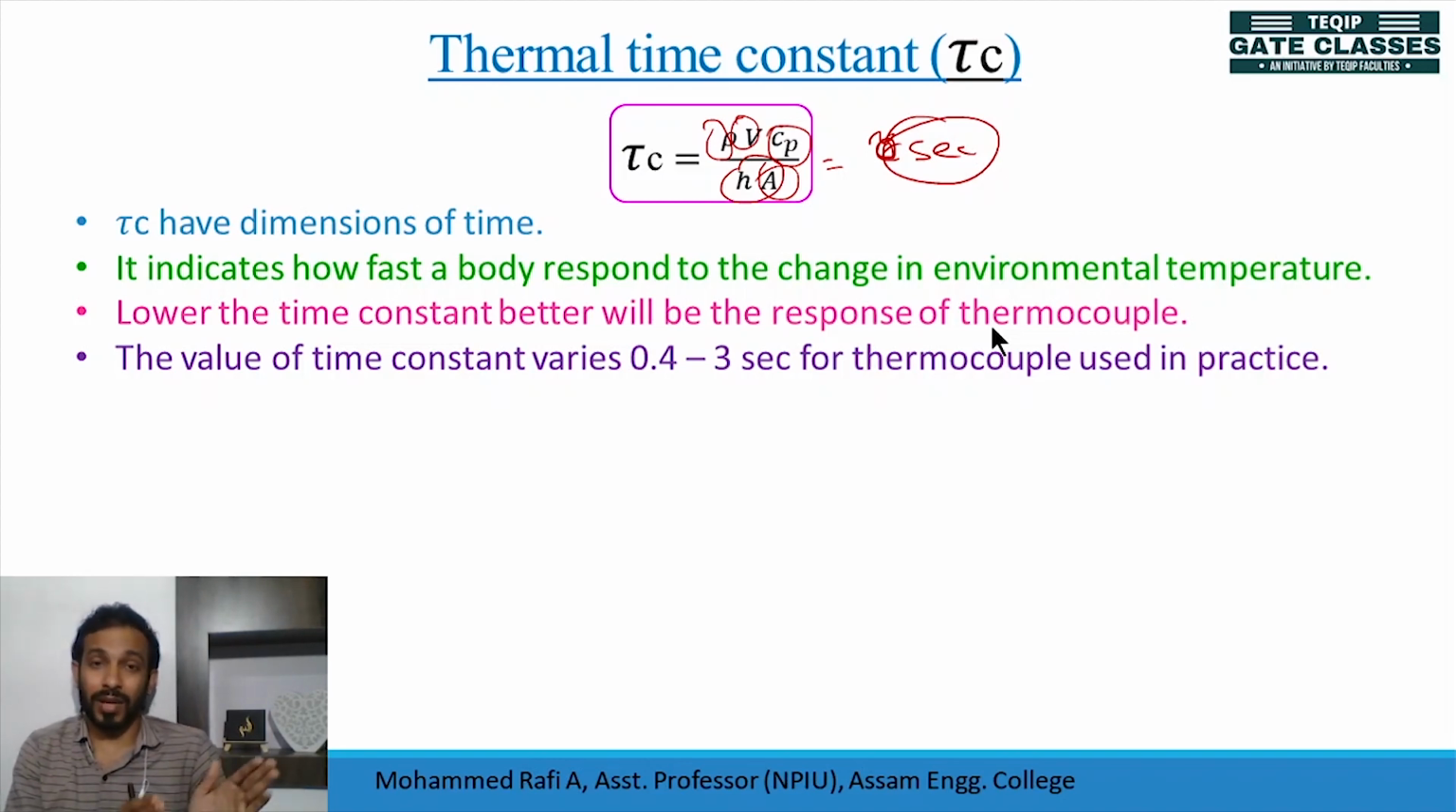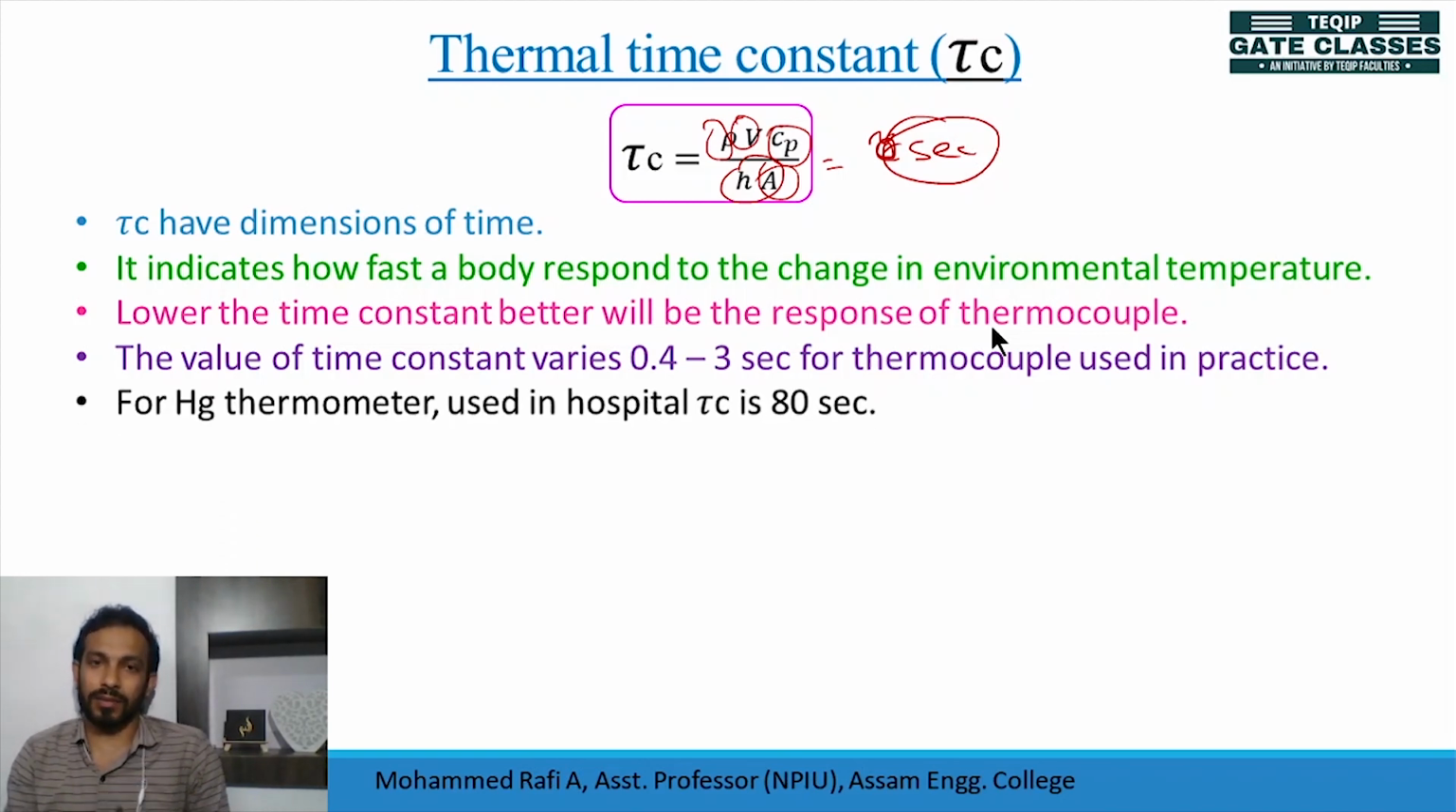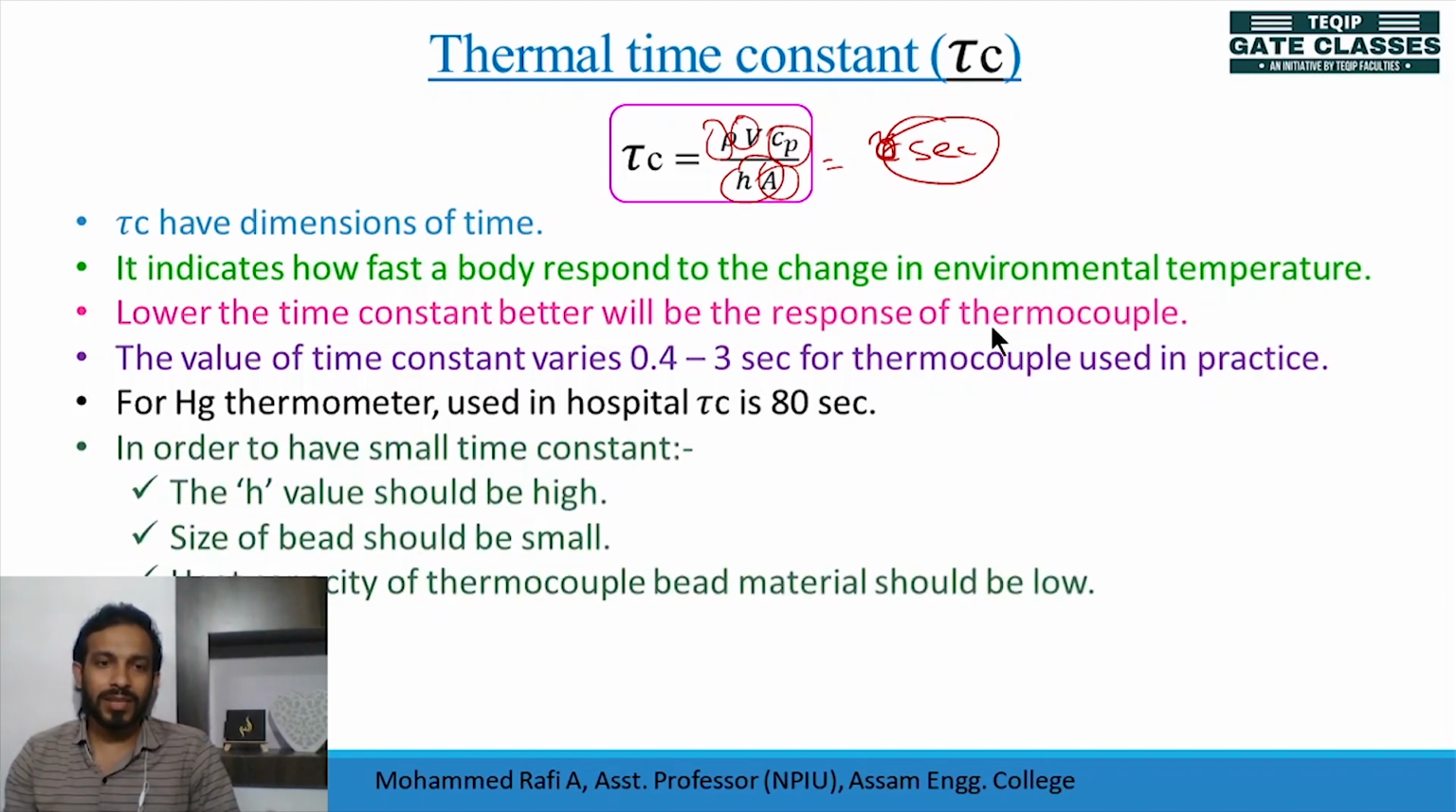But in our laboratory, we will be dealing with the thermometer extensively. So every time you have to keep it for some particular time in order to achieve that time constant. For a mercury thermometer in a hospital, usually it is 80 seconds. So the doctor or nurse will ask you to keep that thermometer for at least 60 or 50 seconds, or 80 seconds, depending on the thermometer. In our usual practice, we prefer a very small time constant, so that we will not be waiting for the temperature response.